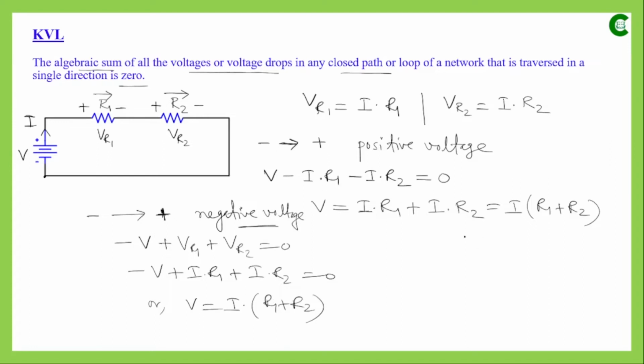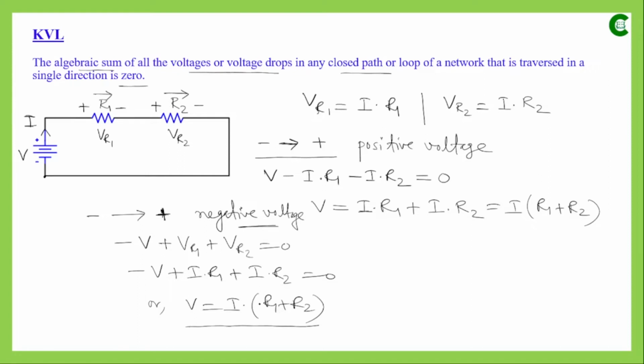Now we can see that initially, when we assumed from negative to positive as positive voltage, we followed that convention and finally got the relationship V is equal to I multiplied by R1 plus R2. And this time in the second case, when we followed the opposite convention, from negative to positive terminal we assumed that voltage as negative voltage. That time also we finally got the same relationship, V is equal to I multiplied by R1 plus R2.